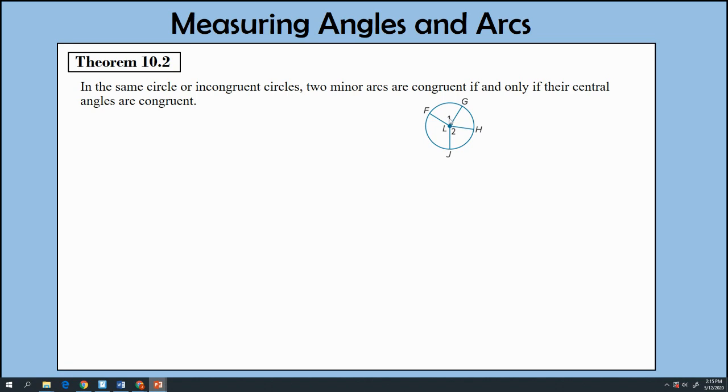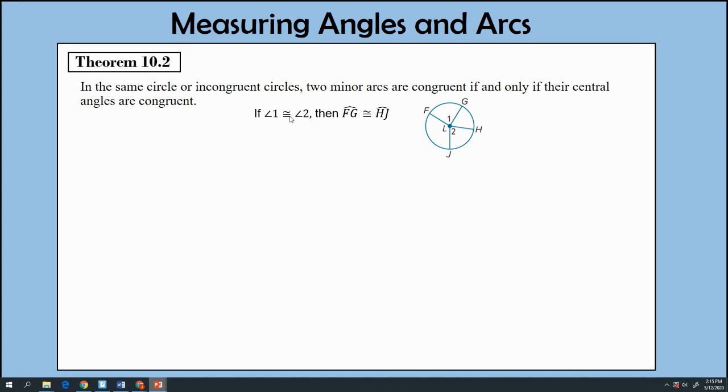Angle 1, central angle, relates to arc FG. Angle 2 as a central angle relates to JH. So what this theorem says is, if I know angle 1 and angle 2 are congruent, then arc FG and arc JH have to be congruent. So if 1 and 2 have the same measure, FG and JH have to have the same measure. Common sense, right? We just said that an arc and its central angle are the same. So this is just making that statement.